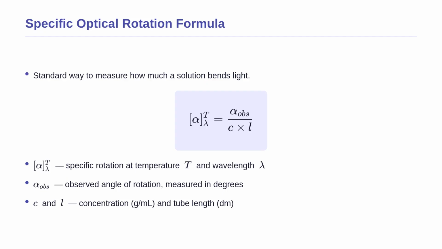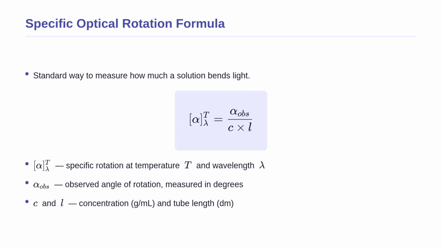Now that we understand the concept, let us look at how we measure it mathematically. This formula calculates the specific optical rotation, which is the standard way we measure how much a sugar solution bends light. Let us break down the symbols. The term on the left is the specific rotation, which is a constant characteristic of the molecule at a specific temperature and light wavelength. On the right, the numerator is the actual observed angle of rotation that we read directly from the instrument, in degrees.